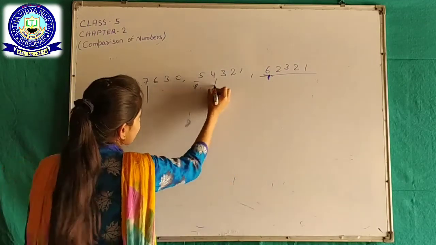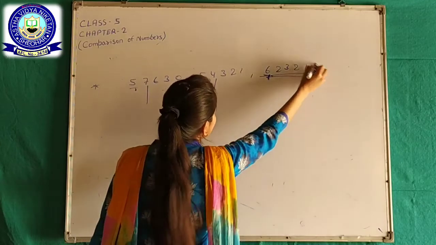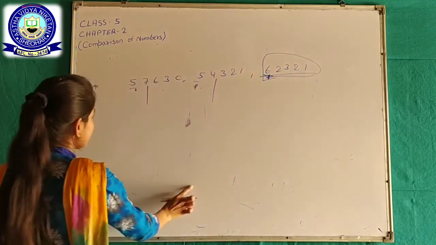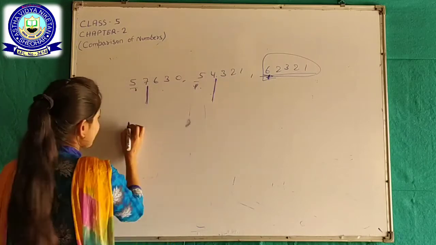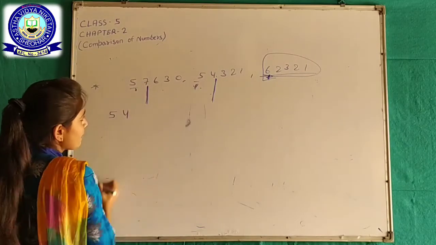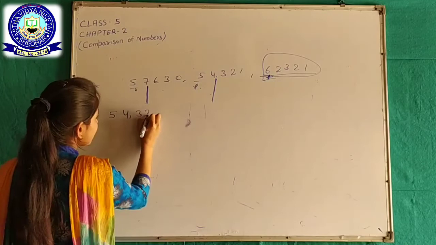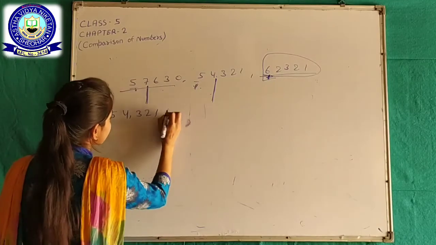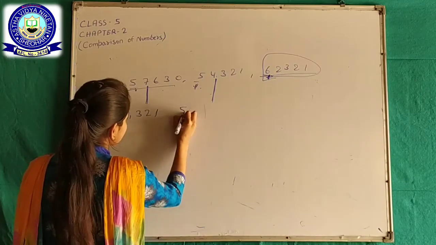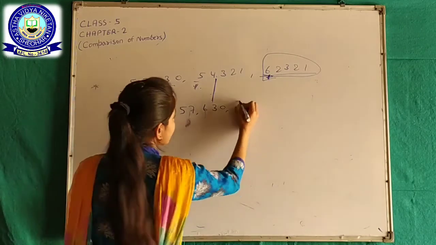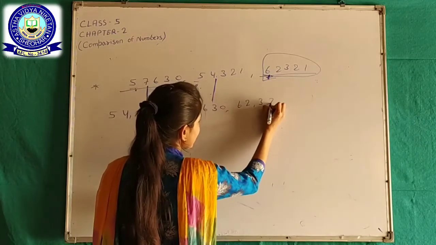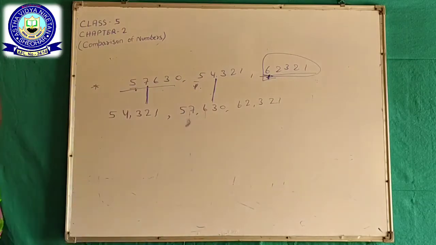Here is 7, here is 4 and this number is the largest number of this series. Here is 7 and here is 4. 4 is less than 7. So first of all you have to write 54,321 and then 57,630 and lastly 62,321. This is in our ascending order.